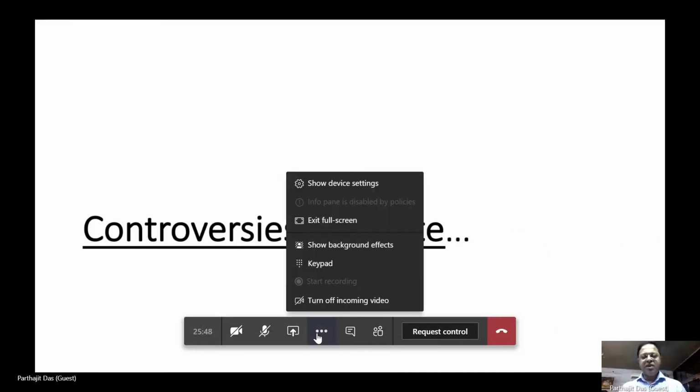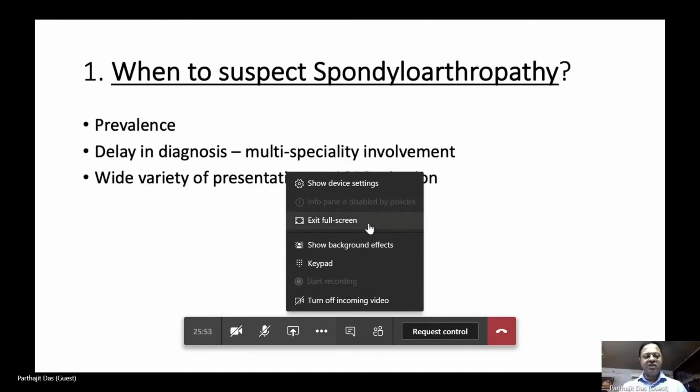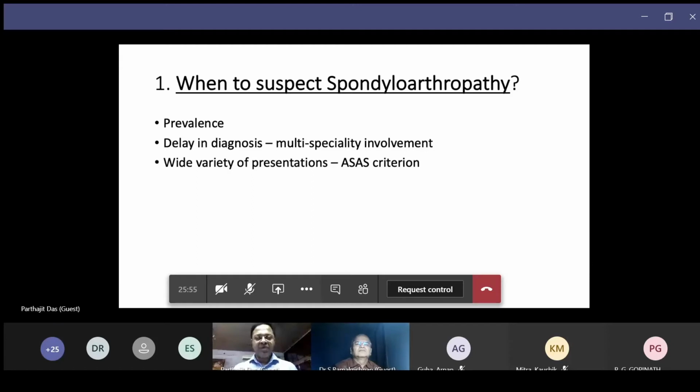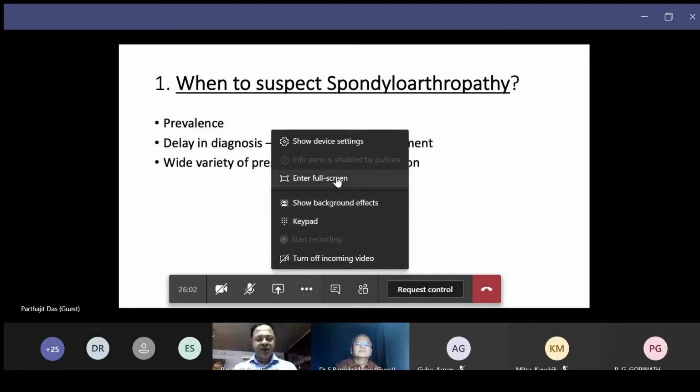There is a lot of debate about spondyloarthropathy. I'm not going into details. There's a debate about how to diagnose inflammatory back pain and how to diagnose spondyloarthropathy. Dr. Ramakrishnan is going to delve into it in a bit more detail.